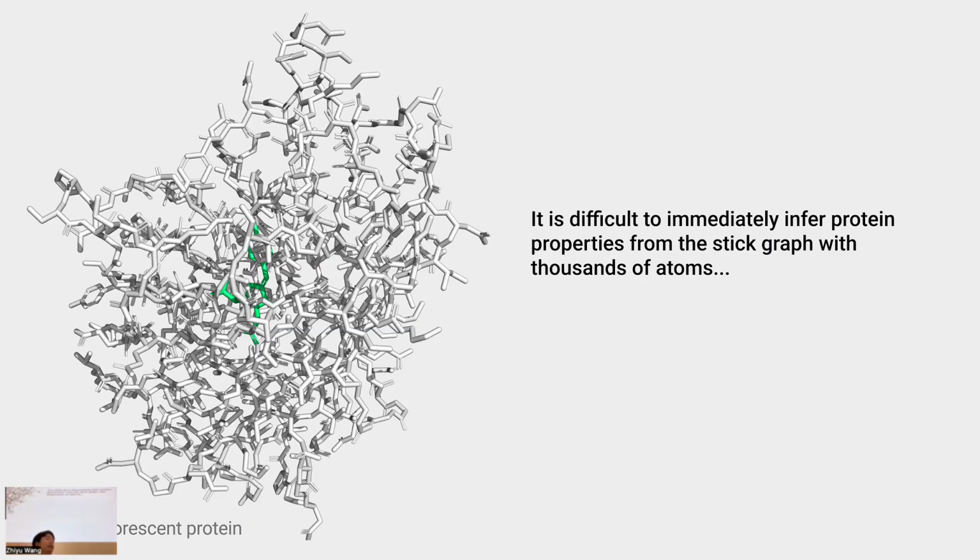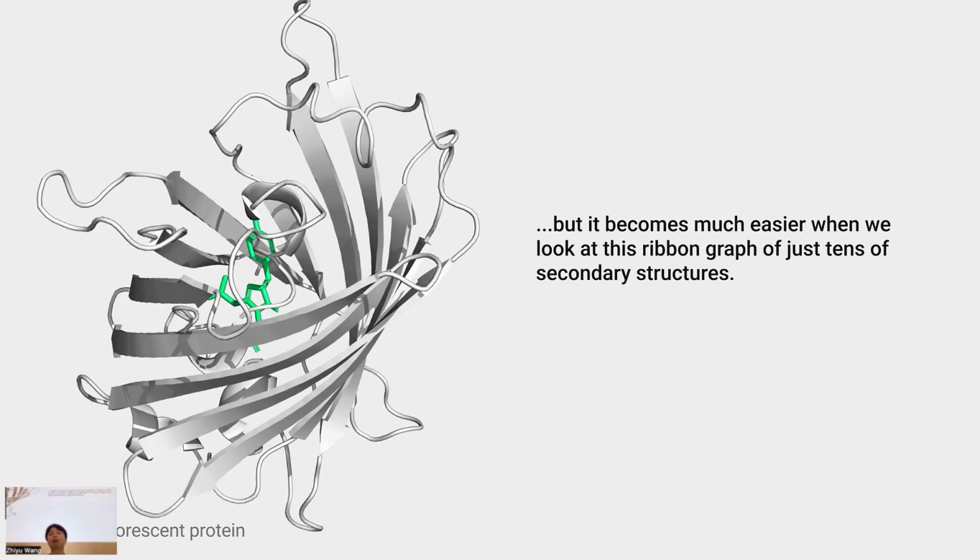You can see this stick graph that illustrates the structure of the green fluorescent protein. This protein serves as a genetically encodable fluorescent marker and is widely used in cell biology. Just based on the stick graph, we could only see that there is a green chromophore at the center of this protein. And it's quite difficult for us to infer the exact properties from this stick graph with hundreds of atoms here. By contrast, if we use a ribbon graph of the secondary structure arrangement of this protein, it would be much easier to understand its properties.